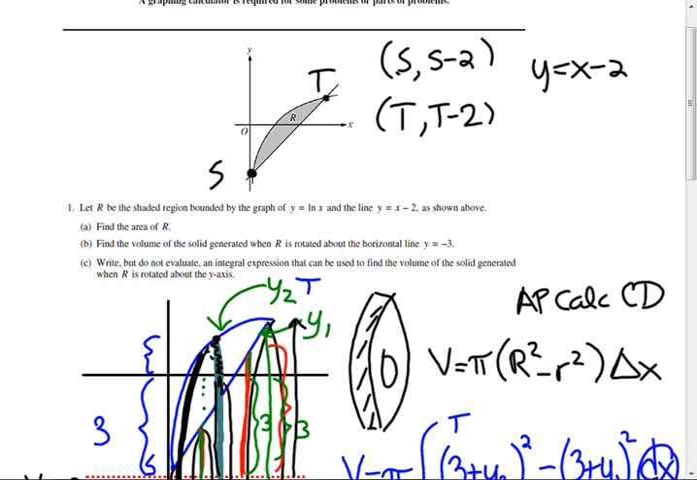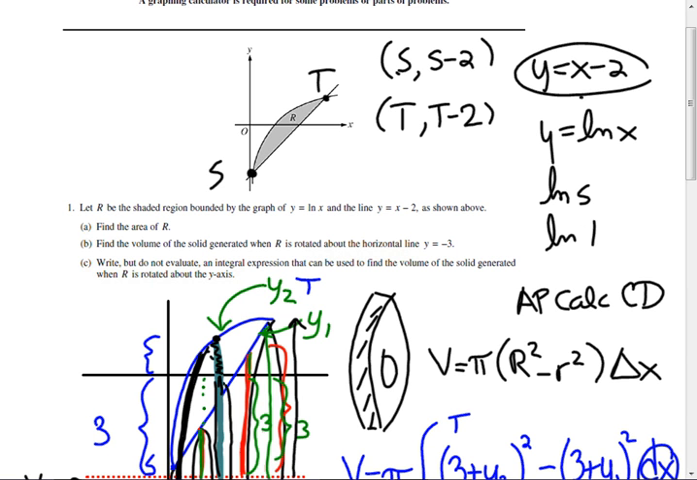Why is it minus 2? Because I could have evaluated either y equals the log of x, or I could evaluate in this one. I chose to do that one. Could you have put the log of s and the log of t? Yeah, you could. That's going to be equal to x minus 2. If you don't believe me, put it on your calculator. I don't even believe it.